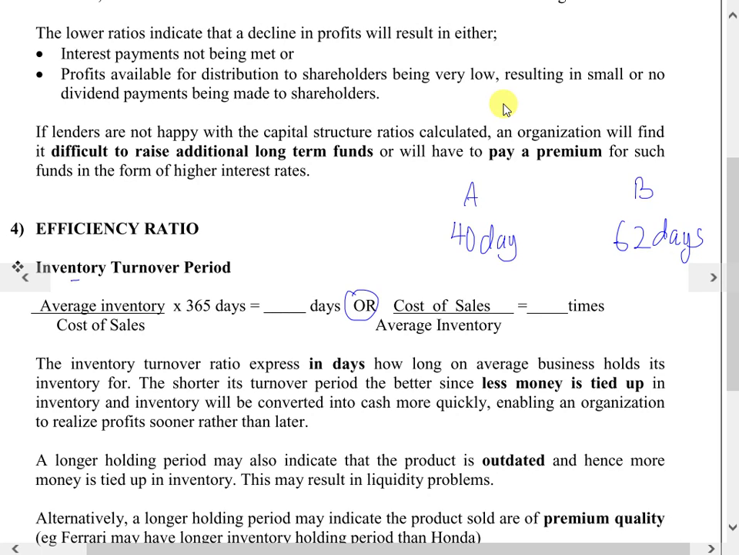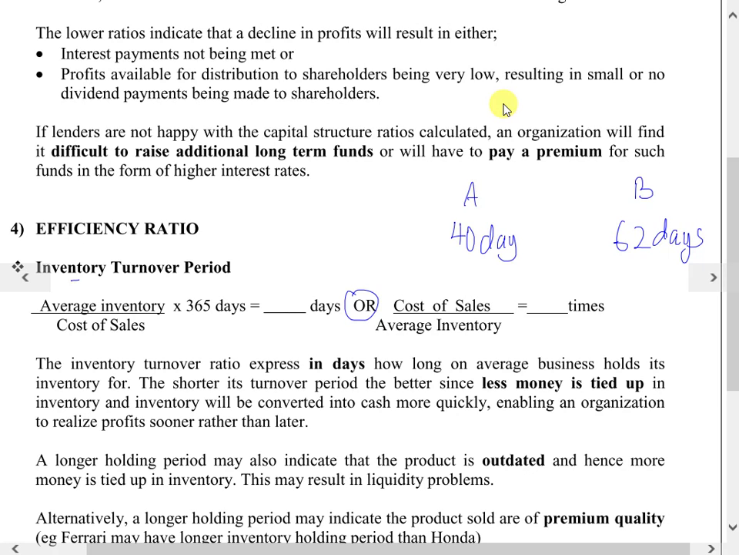Now, in terms of inventory, if they sell similar product, same target market, who holds more inventory? B, because they take longer to sell, right? Turnover. So B takes longer if they sell similar product, same target market.